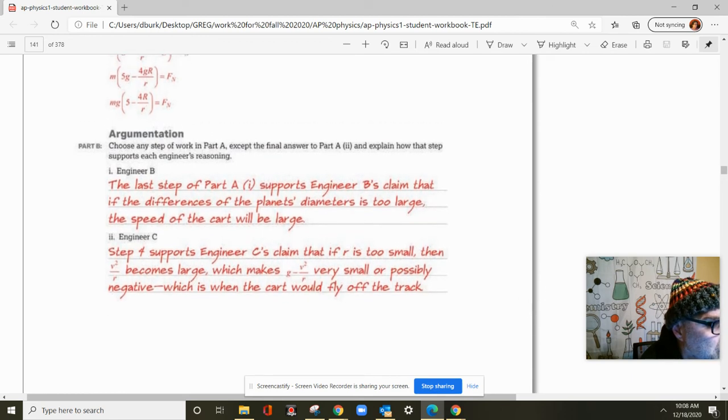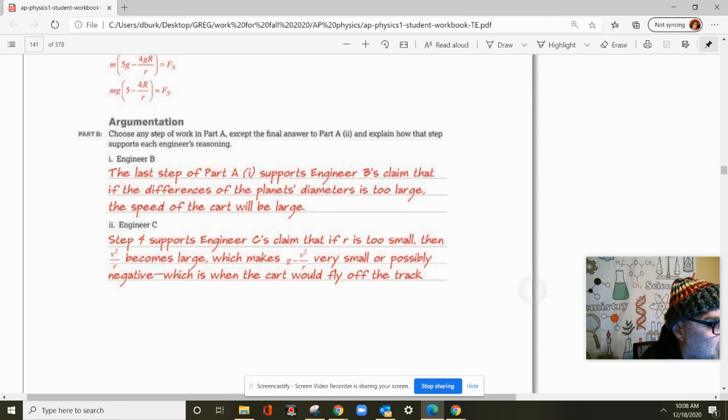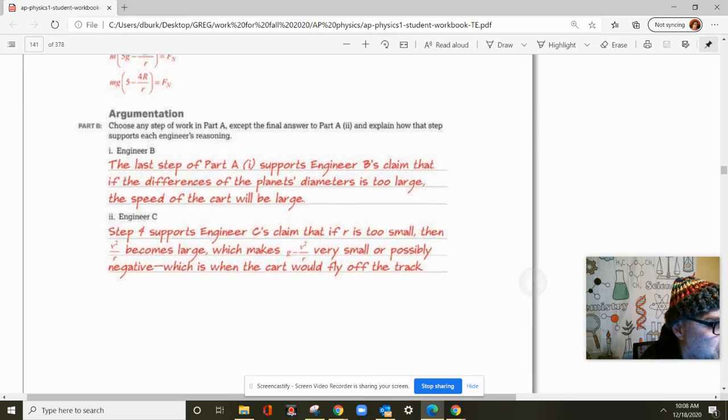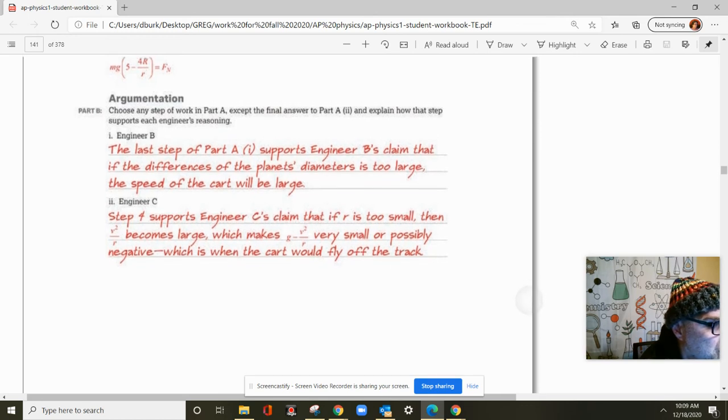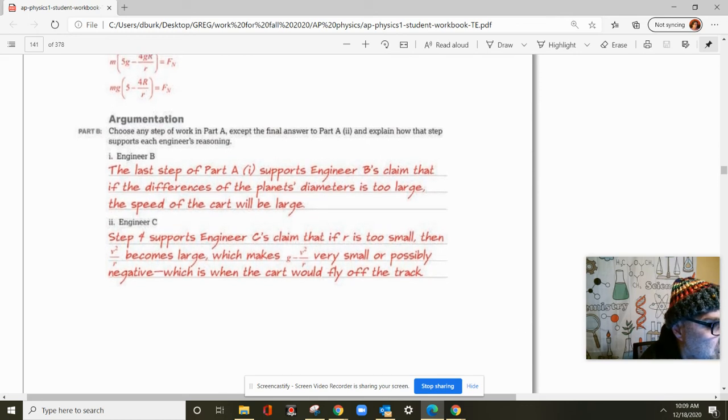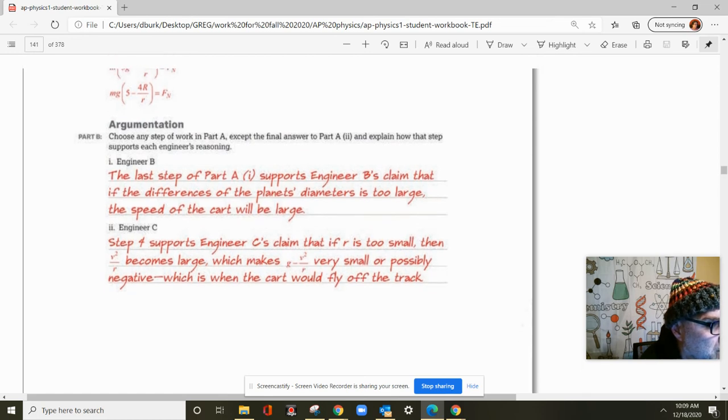So the last step supports B's claim that if the differences of the planets' diameters are too large, the speed will be large. Step 4 supports C's claim that if r is too small, then v squared over r becomes large, which makes g minus v squared over r very small or possibly negative, and the cart would fly off the track.